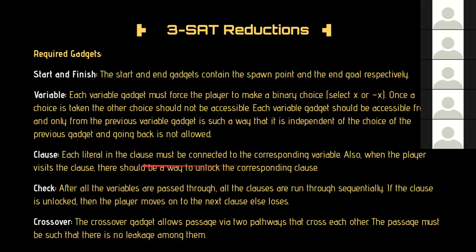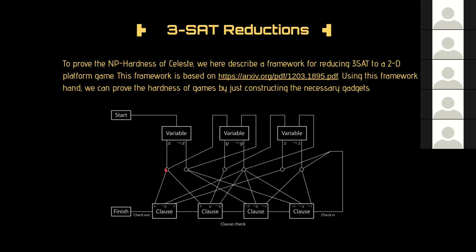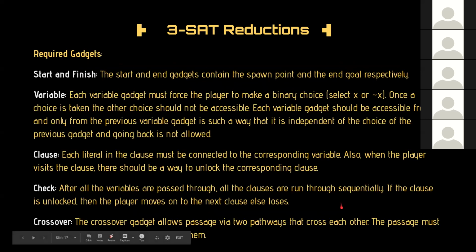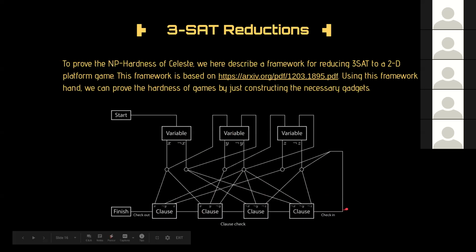A clause is just like, if you choose x, then you can unlock these and then you move on to the next variable. You set x, you set all the clauses with x as unlocked, and then you move on to the variable y, and you do the same for y. You move on to z, and then you do the same thing for z, and then you move on to the check phase. Now in the check phase, what you do is you traverse through all the clauses. If all the clauses are unlocked, then you can travel through it.